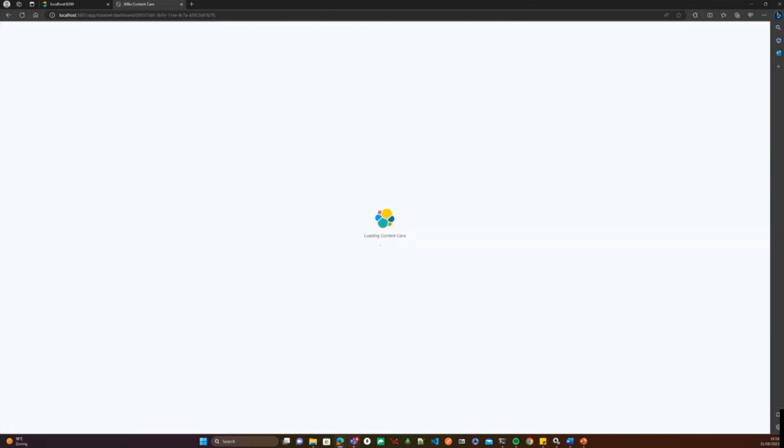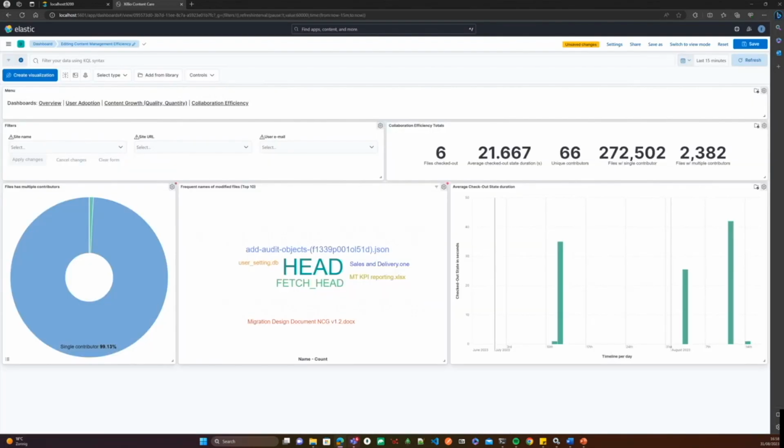Moving on to collaboration efficiency. This is basically a number of different visualizations that speak to how well our users are collaborating inside of SharePoint. We have an example there of a visualization that shows the files with multiple contributors against files with single contributors, and maybe that actually makes it more apparent that we have a collaboration issue, because we shouldn't have 99% of the files with a single contributor. We should see a little bit more even distribution there between the two variables.